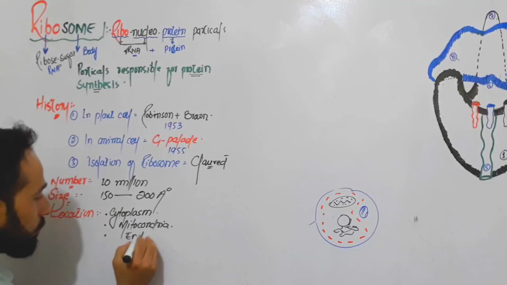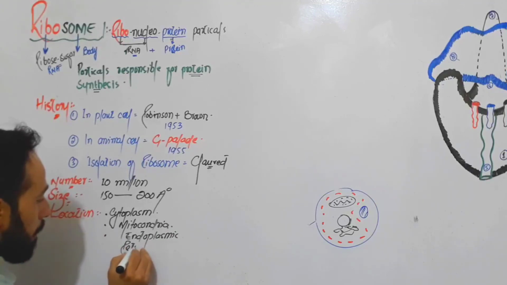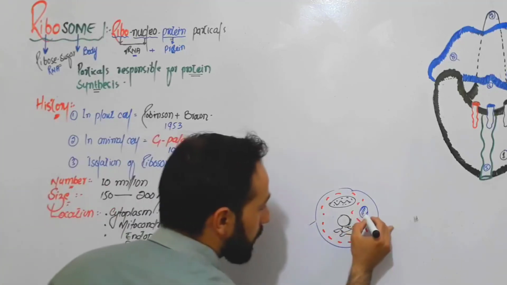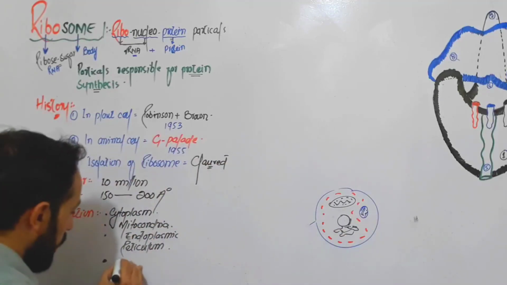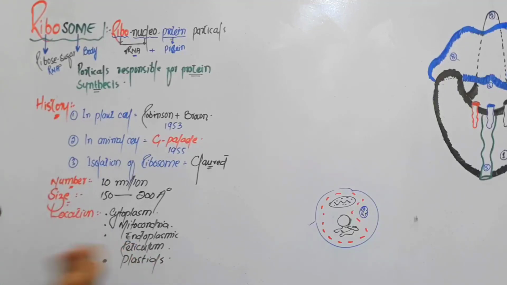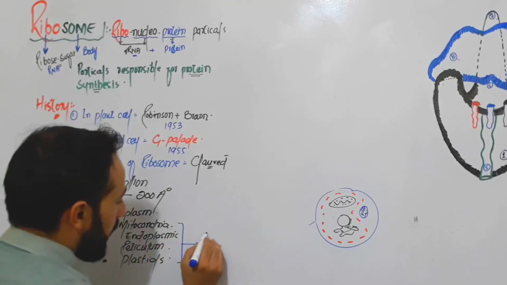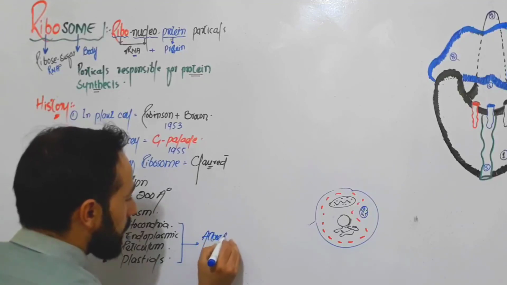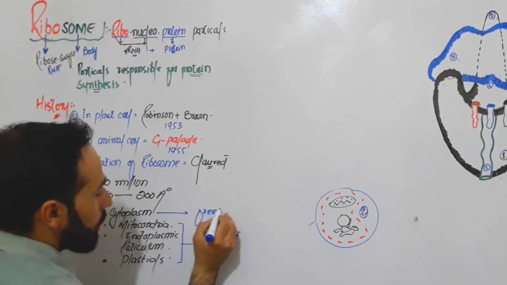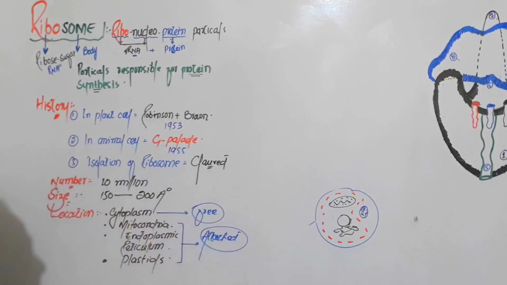Some ribosomes are attached to endoplasmic reticulum and nuclear membrane, you know that, and let's write it here. Some are attached to endoplasmic reticulum. Done. And some ribosomes are also present inside the plastids in plant cell. So we also say that they may be present in plastids. So it means that in these three conditions, ribosome is attached, right? Attached. And in case of cytoplasm, ribosome is free. So in a eukaryotic cell, ribosome may be free or it may be attached, right?